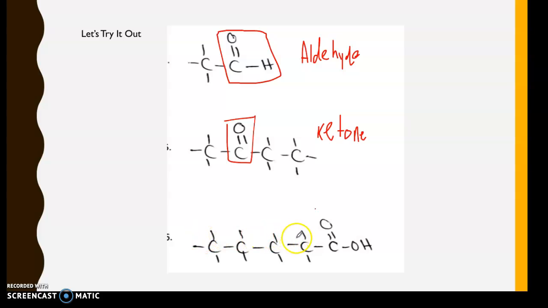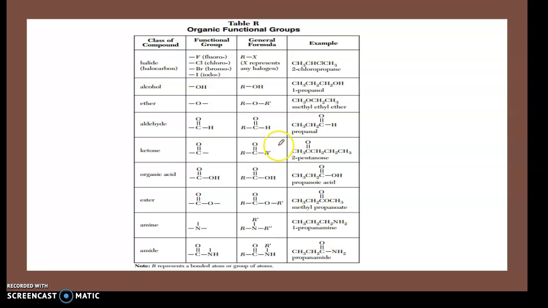I have my structure. I see I have a carbon double bonded to an oxygen, also single bonded to an OH. Now, once again, I'm looking at the overall functional group that's been added to the molecule. I'm not just looking at part of it, I'm looking at all of it. So I need to find a carbon double bonded to an oxygen and single bonded to an OH. I'm going to go back.